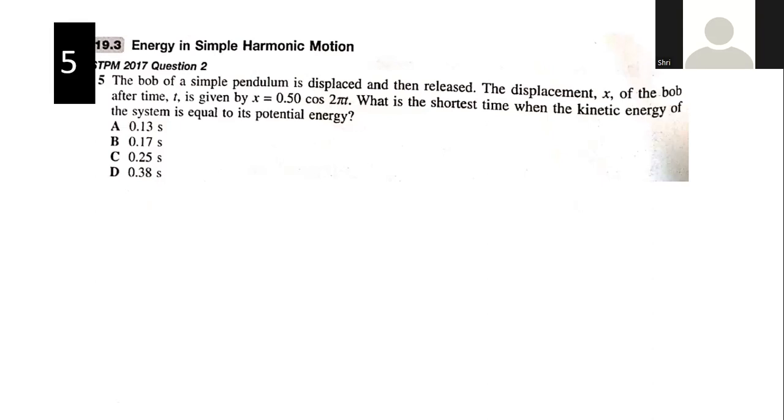A bob of a simple pendulum is displaced and then released. The displacement of the bob after time t is given by the equation. What is the shortest time when the kinetic energy of the system is equal to the potential energy?